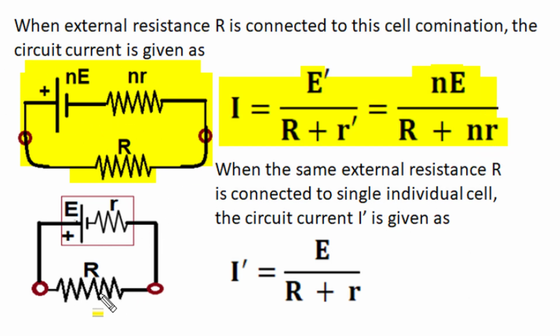And if we consider the current in the same external resistance by a single individual cell, then it will be EMF divided by total circuit resistance, r plus R. And now we can compare the two results. When we connect cells in series, both EMF and internal resistance become n-fold. Now the effectiveness of this series connection in making current flow in external resistance depends upon the comparison of internal resistance of the cell and external resistance.